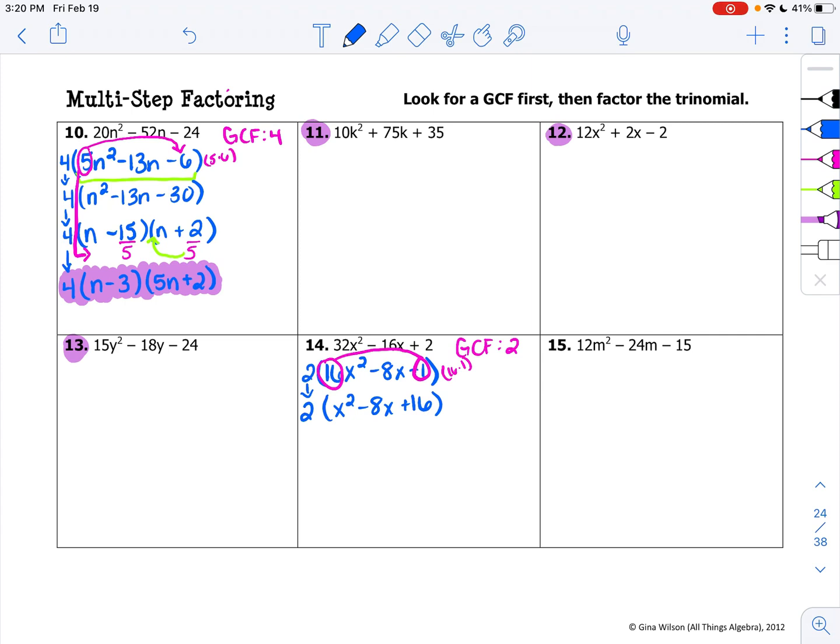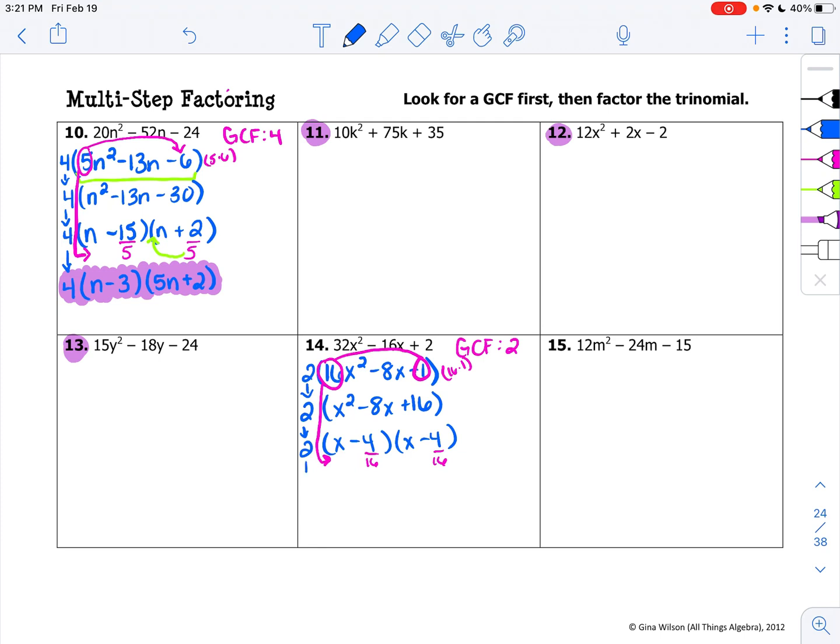Now I have a basic trinomial, so bring down your GCF. Set up your two binomials. The square root of x squared is just x. And I need two numbers that multiply to give me 16 and combine to give me negative 8. That would be negative 4 and negative 4. Then I'm going to take the a and divide it by each one of my factors. So I'm going to divide them both by 16.